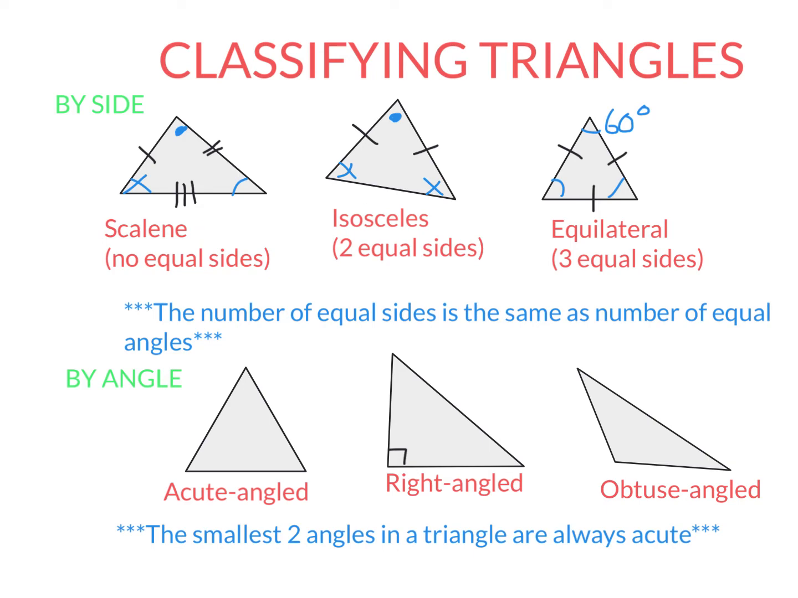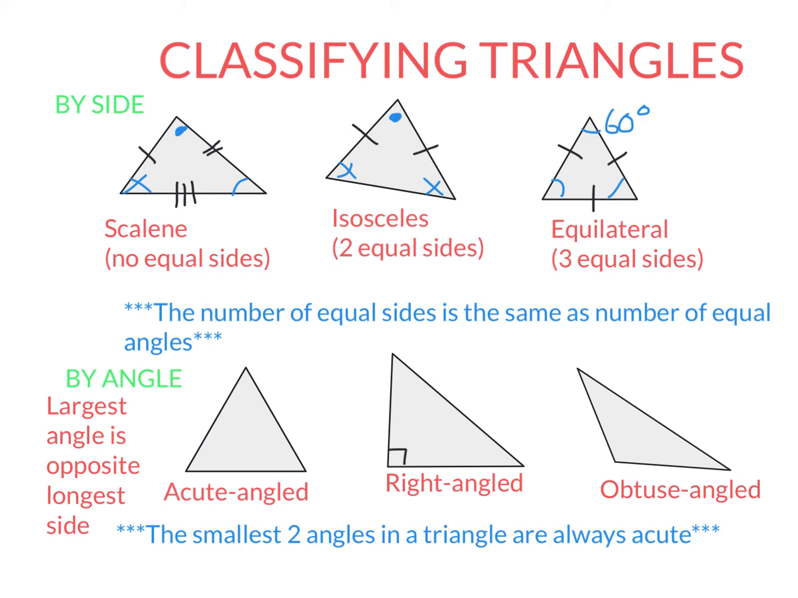We just look at how many equal sides there are, and the number of equal sides is the same as the number of equal angles. So how do we classify triangles by angle properties? Well, note, the smallest two angles in any triangle are always acute. When we classify triangles by their angle property, we're actually looking at the largest angle in the triangle.